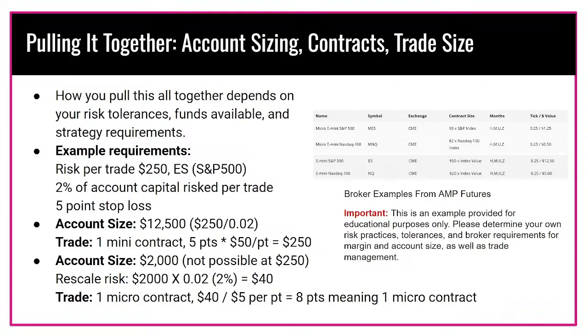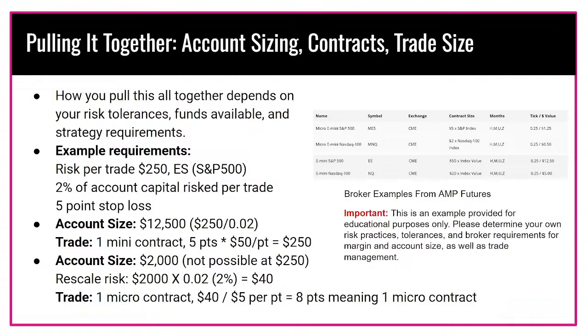Now, if we want to be able to trade one mini contract, then our maximum allotted points that we can risk in a stop loss is going to be $250 divided by $50 per point, or 5 points. So that does check out. If the stop loss that we need to be able to use is 5 points and we can risk a maximum of $250, then this trade would be viable for us to use one full mini contract. Now, let's take, for example, that the account that you're working with is, in fact, only $2,000, not the $12,500 that you would need.